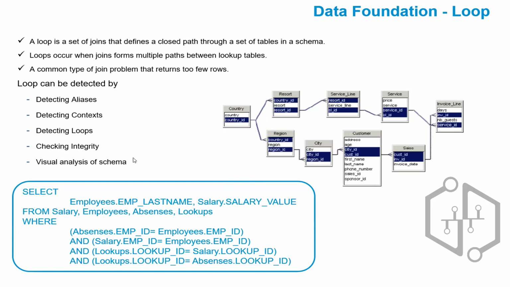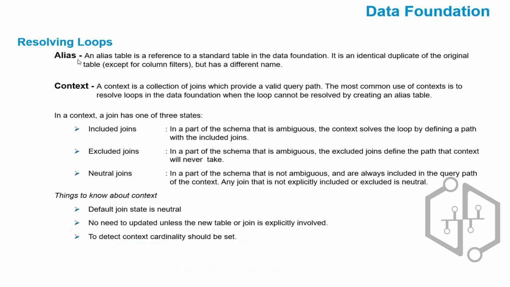Or if the schema is too big and you are not able to understand it, if you click on detect aliases or detect context or detect loops, it will show that a loop is formed. If you check integrity also, it will display that a loop is formed between these two tables, please resolve. That kind of message will be there. So we can resolve loops by two methods: by creating an alias table or by creating a context.